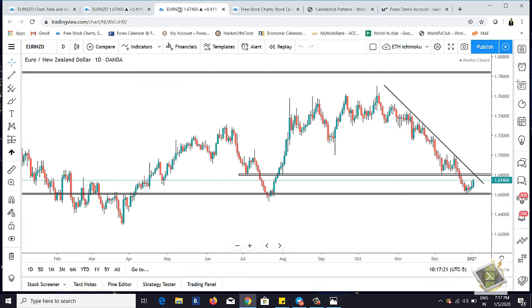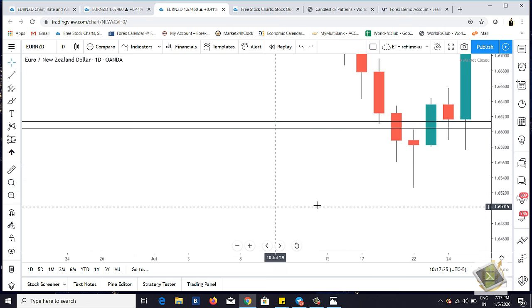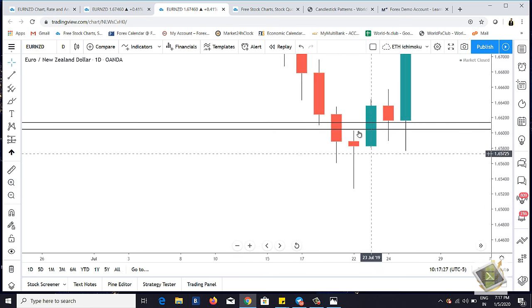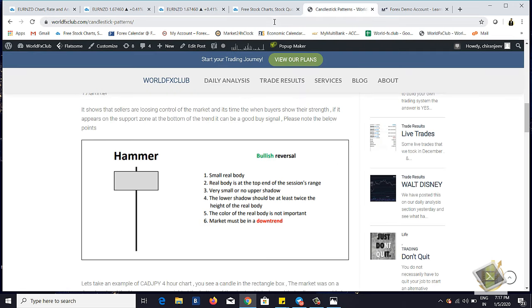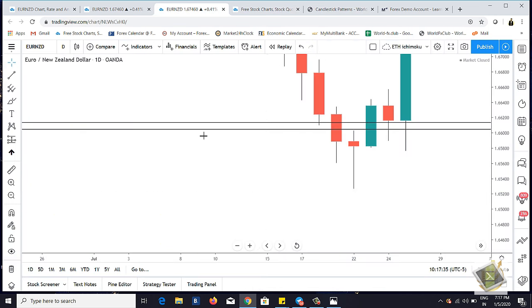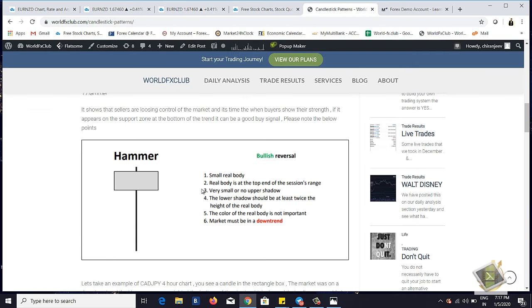So I'll just give you a live example. So if you see this, it looks like the same candle that we're talking about here, right? So the shadow is 2 times the body and it has very little upper shadow. Okay, so this is a bullish reversal candle.